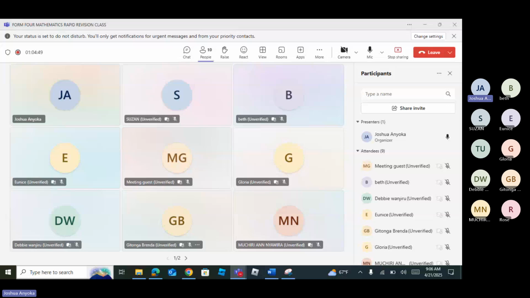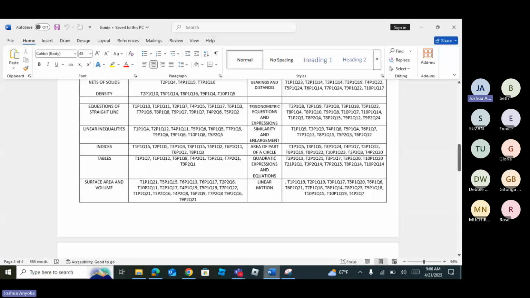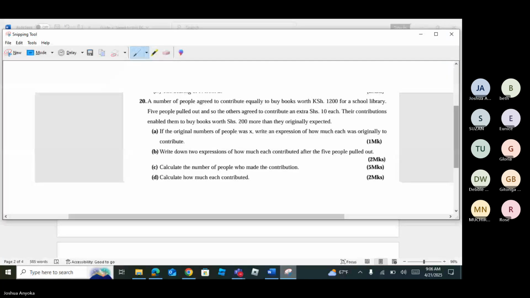Are we in agreement? Getonga, Brenda. You can see a screen, meta screen. Yes, now read my screen. It is back. For us the question.